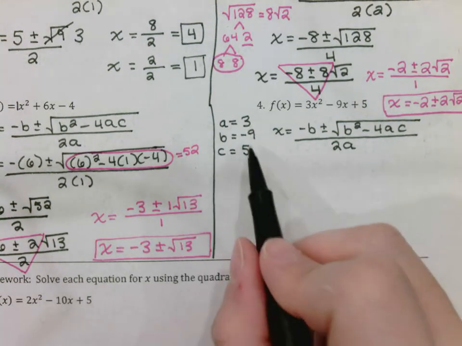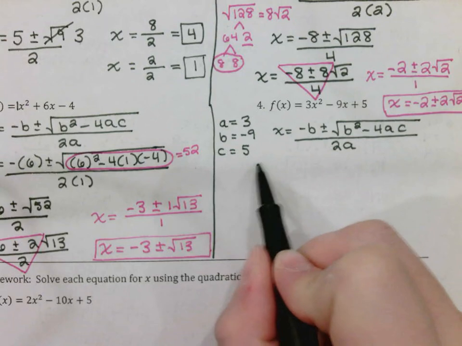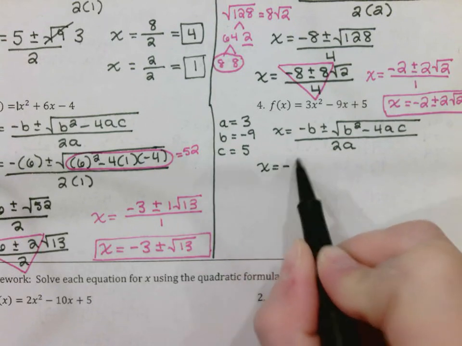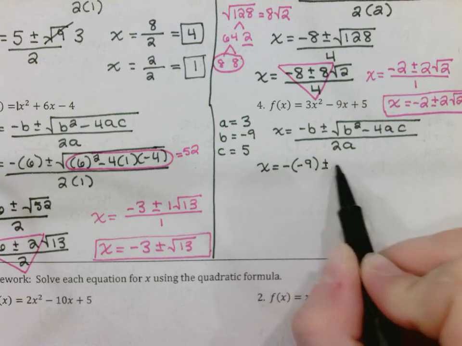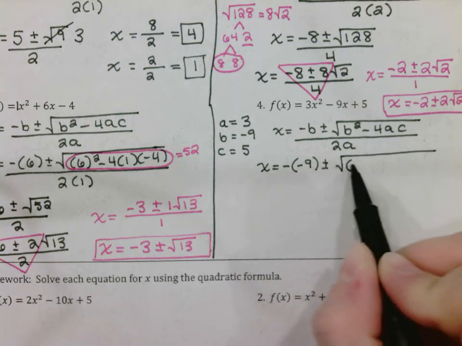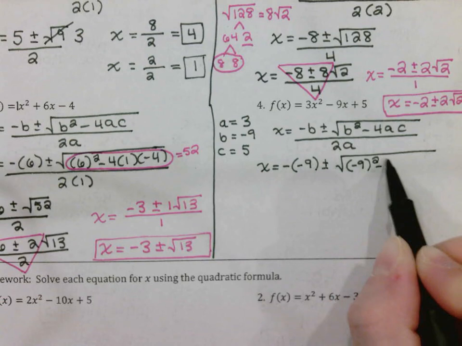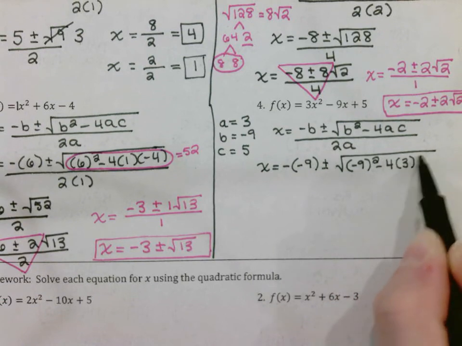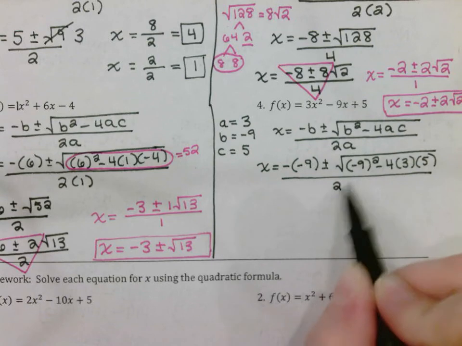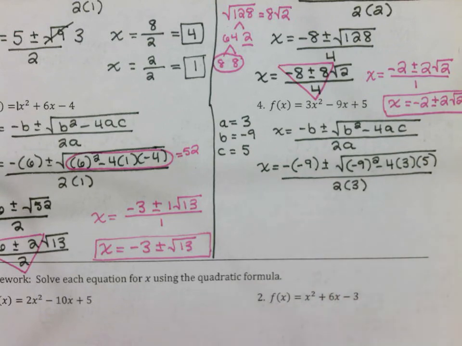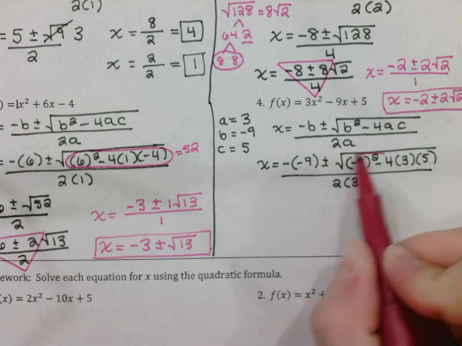Okay, so now I'm going to plug in these values, making sure to put them in parentheses when I plug them in. So we have -b, which is -9, plus or minus the square root of b squared minus 4ac, all over 2a. Got everything plugged in. It's looking crazy, but I'm going to clean this up by starting with the discriminant.